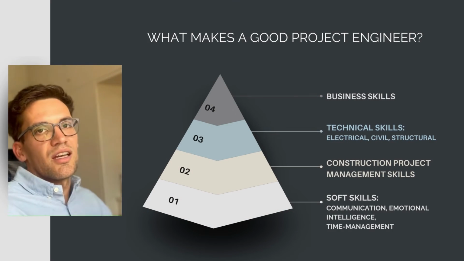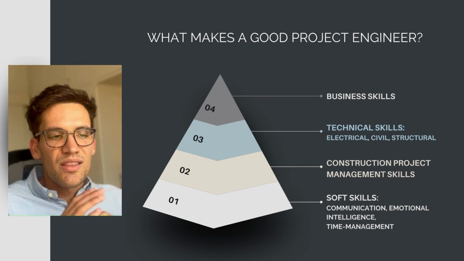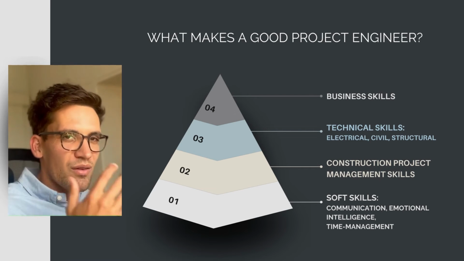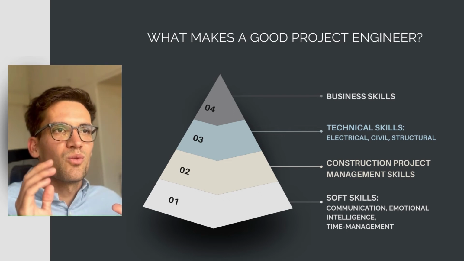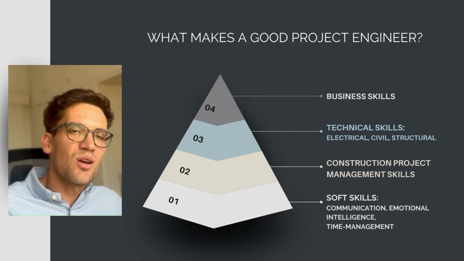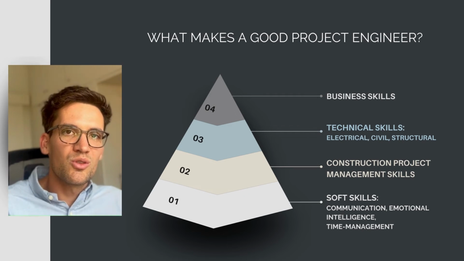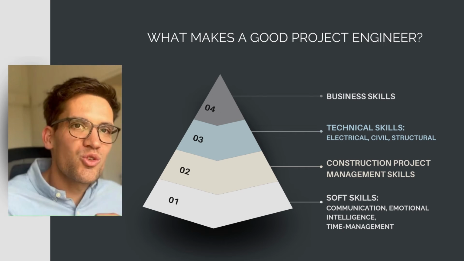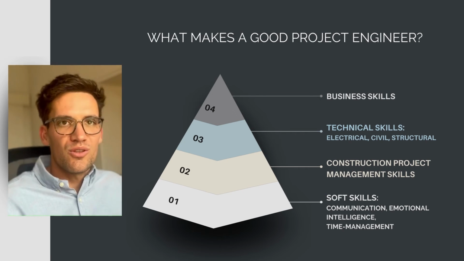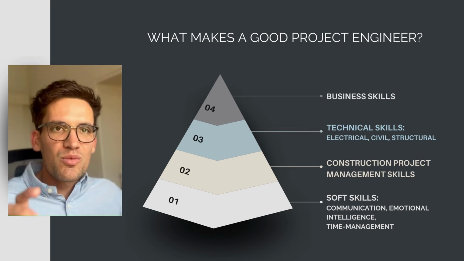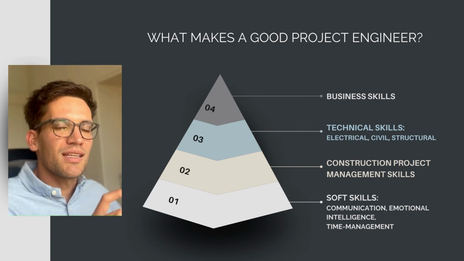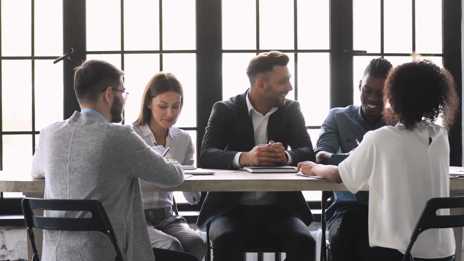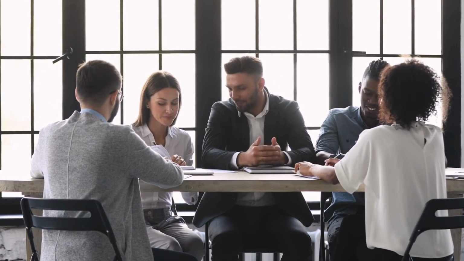What makes a good project engineer? Now, this is a diagram I've prepared that I've spent tons of time thinking about, what goes into a project engineer who's really, really good at their job. And the structure of the triangle is probably different to what you think. The bottom of the triangle, or the most important thing, I think, is soft skills. These are your communication skills, your teamwork skills, your emotional intelligence, your time management skills.